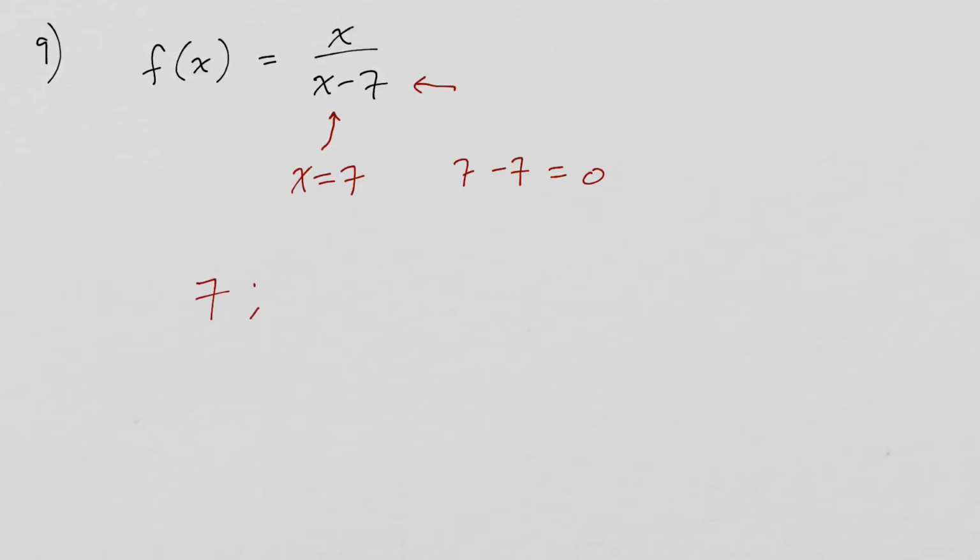The way to write the domain is you would simply write x cannot be equal to 7. This implies that x could be anything. It just can't be 7. We don't know what x is, we just know what it's not.